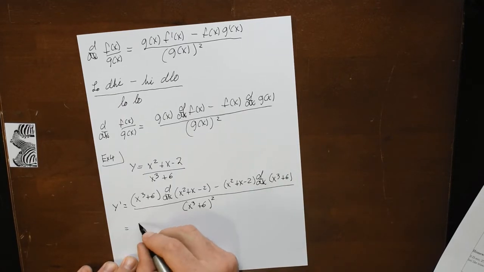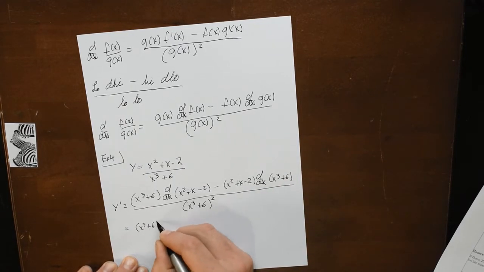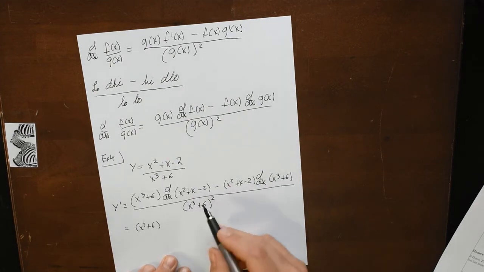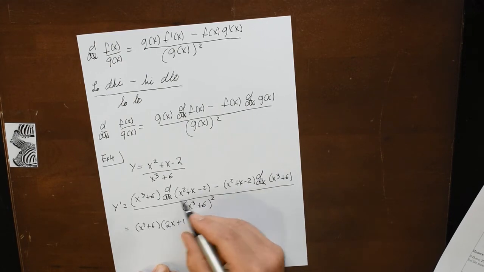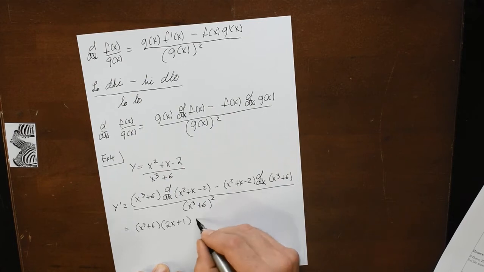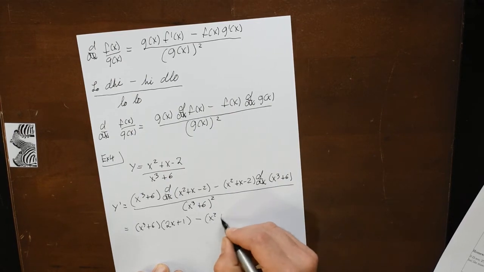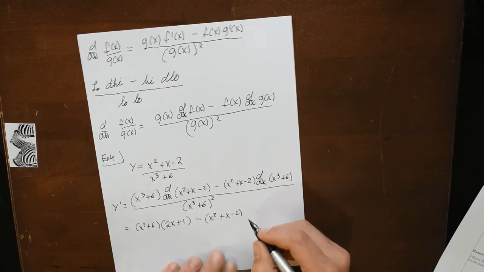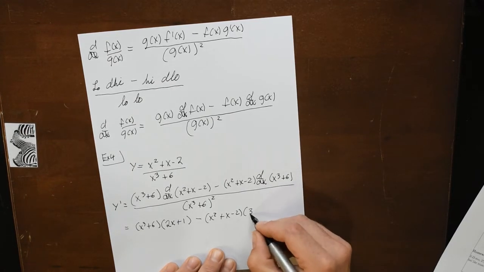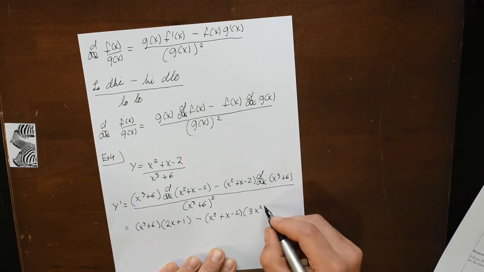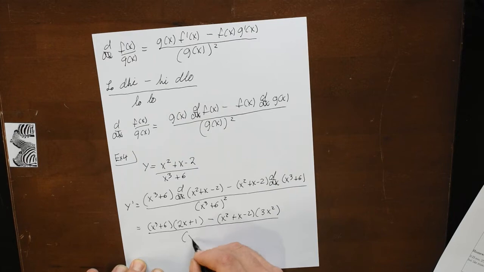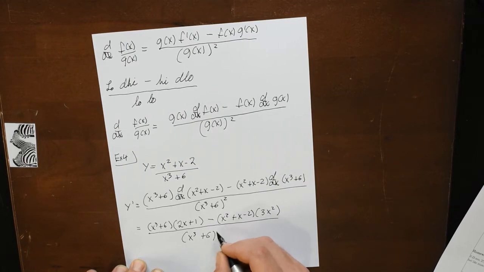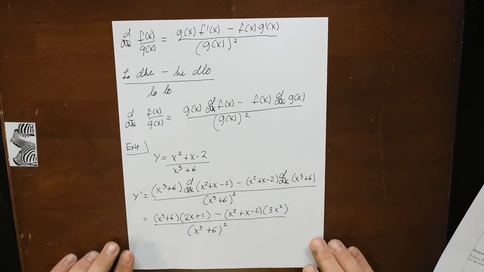This is equal to x cubed plus 6 times the derivative with regards to x of x squared plus x minus 2. Derivative of x squared is 2x. Derivative of x is 1. Derivative of 2 is a constant, 0, minus x squared plus x minus 2 times the derivative of x cubed, which is 3x squared, plus the derivative of 6 is 0, all divided by the denominator squared, x cubed plus 6 quantity squared. And stop.